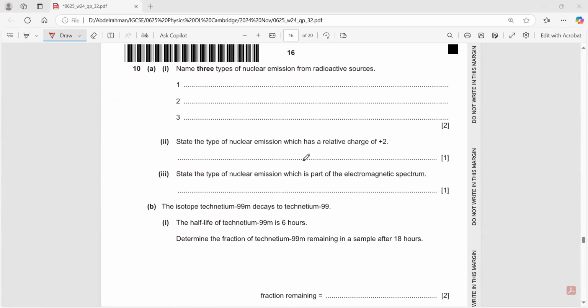Name 3 types of nuclear emission. What are the 3 types of nuclear emission we know of? Alpha, beta, and gamma. Alpha particles, beta particles, and gamma. State the type of nuclear emission which has a relative charge of positive 2. Alpha. Nuclear emission which is part of the electromagnetic spectrum. Gamma. That is easy.